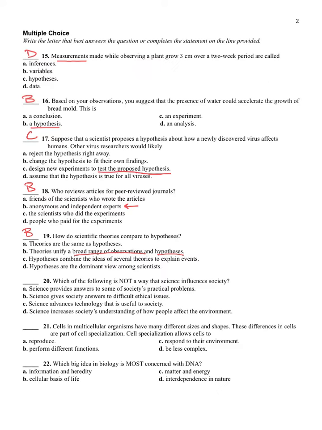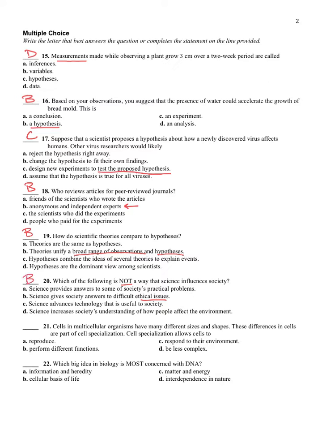Number 20. Which of the following is not a way that science influences society? So science can do a lot of things for us. It can provide answers to some of our problems if they can be solved with something practical or physical. It can advance technology, and it can help us understand how we impact the environment. But science does not give answers to ethical questions. So the answer for 20 is B.